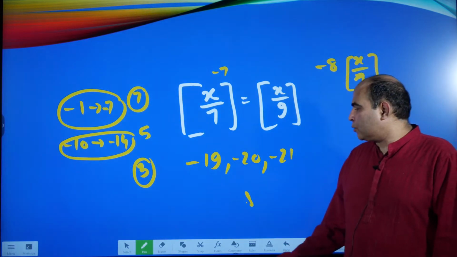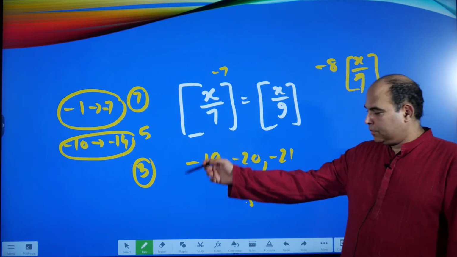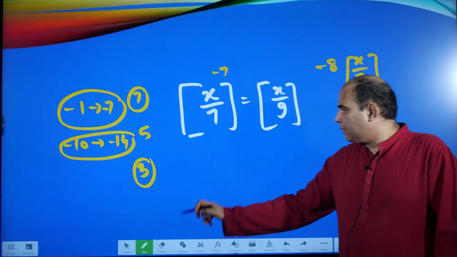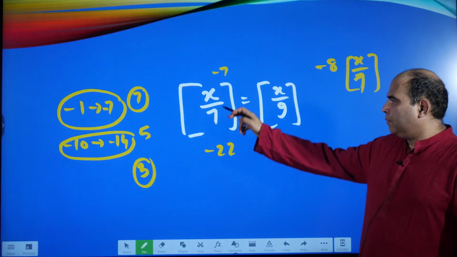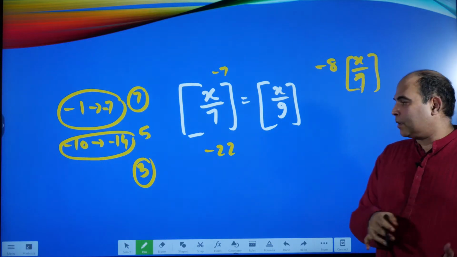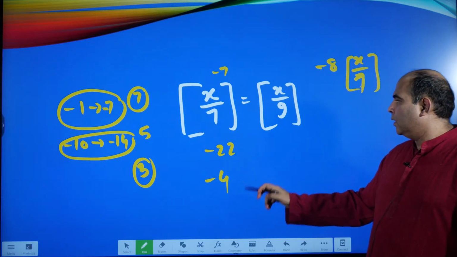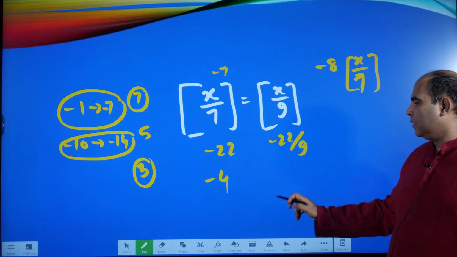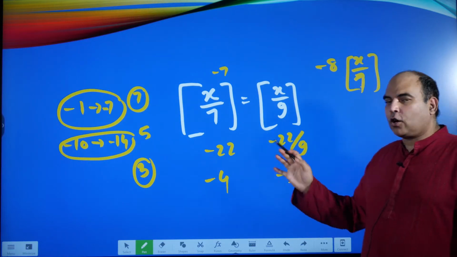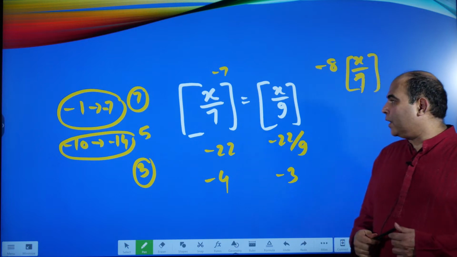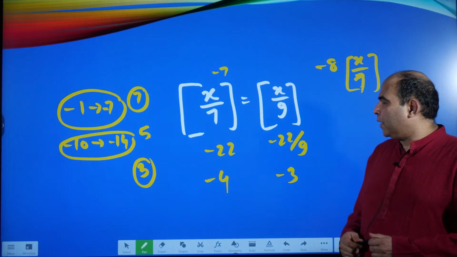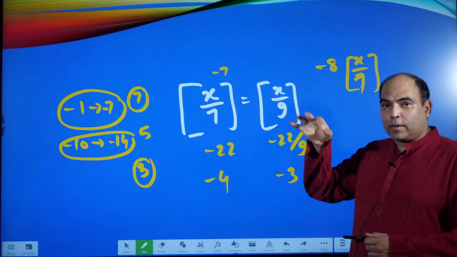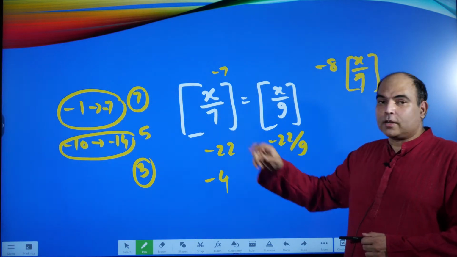And after that, at minus 22 this will become minus 4. If you go to minus 22, minus 22 by 7 is minus 3 point something, which becomes minus 4. And this is still minus 22 by 9 is still minus 2 point something, which is still minus 3. So we are not getting equality. So when will you get equality? When this crosses over to minus 4, and this still remains minus 4.